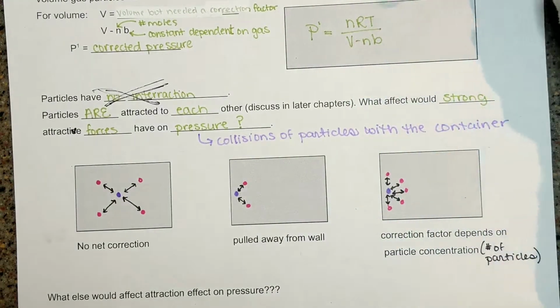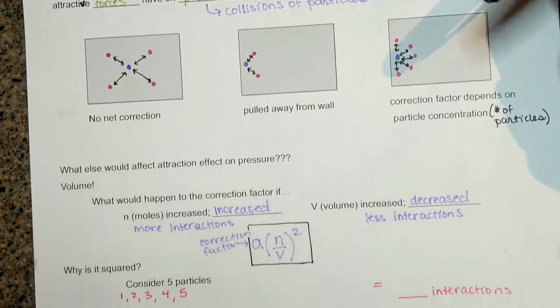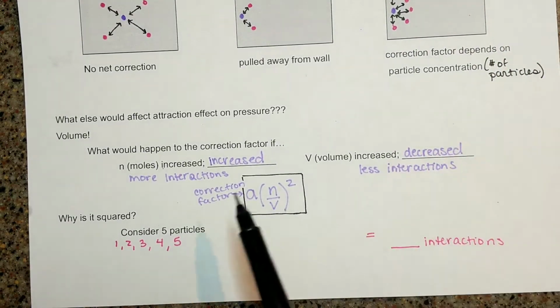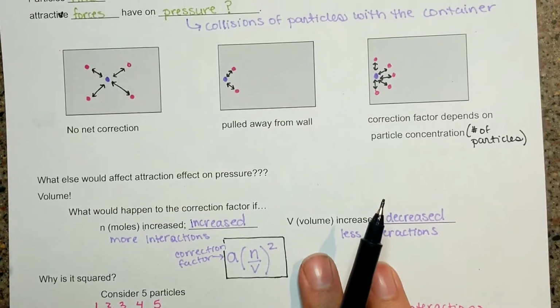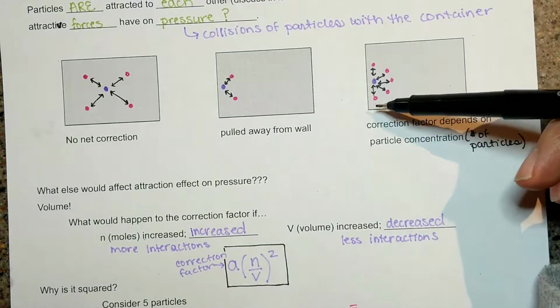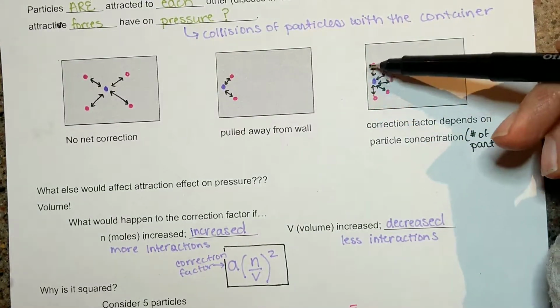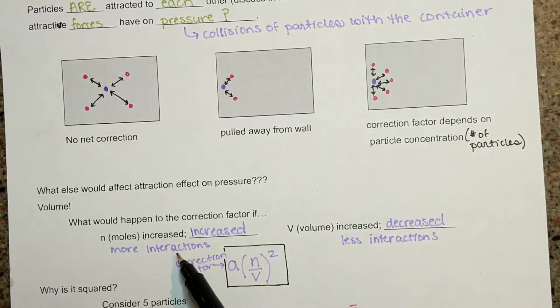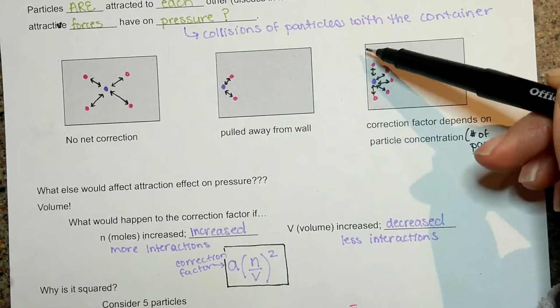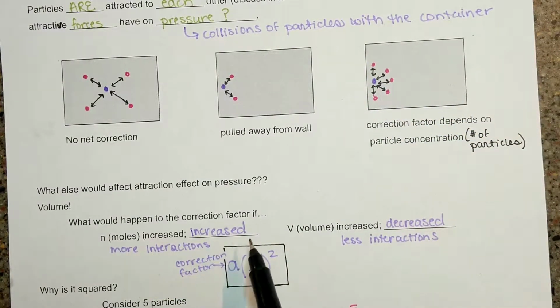Another thing that's going to affect pressure is volume. So what would happen to the correction factor if our moles were increased? Well, if moles are increased, my correction factor is going to have to increase because my particle is less likely to bump into the sides of the container. So there's more interactions between particles than there would be on the sides. So my correction factor has increased.